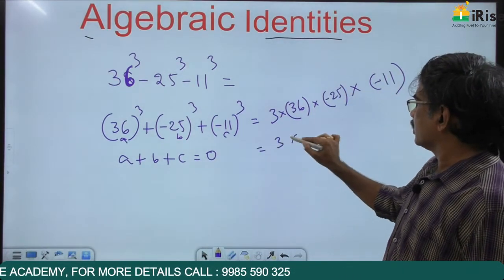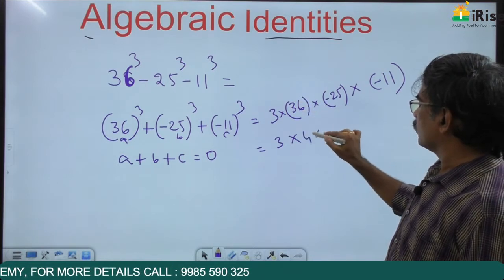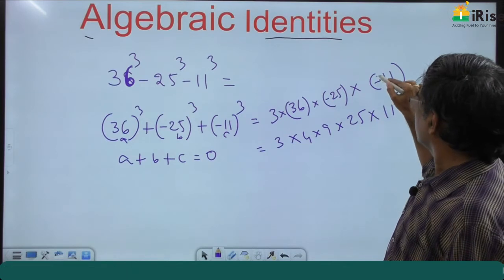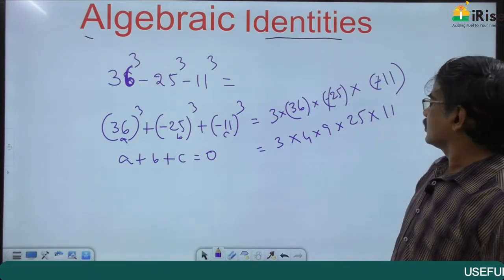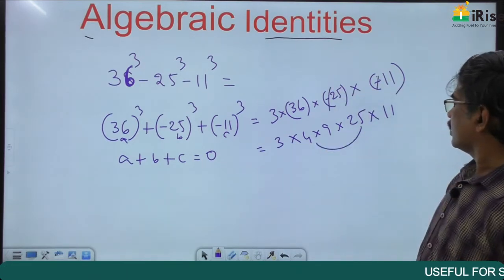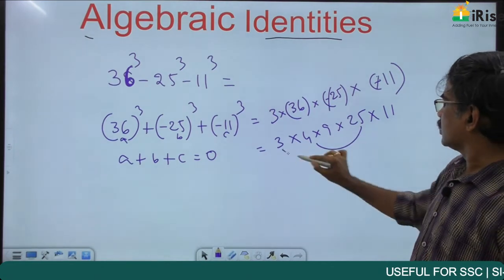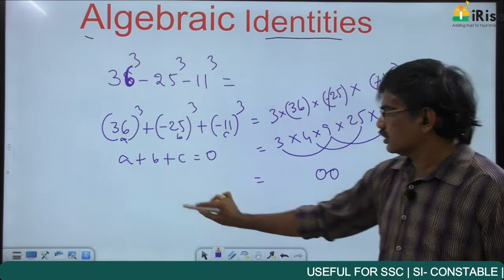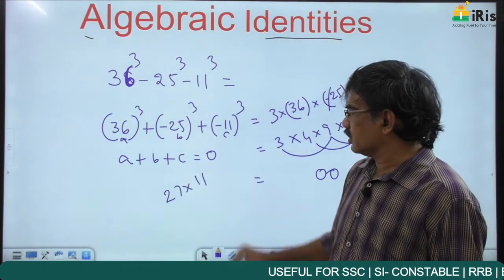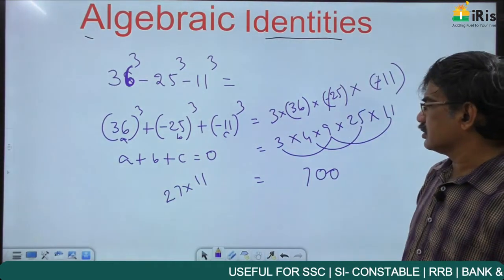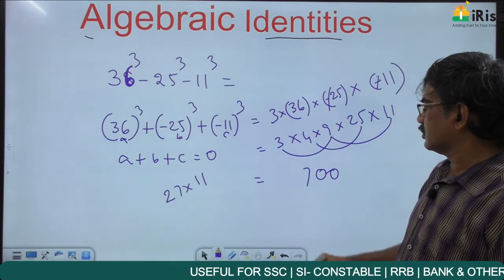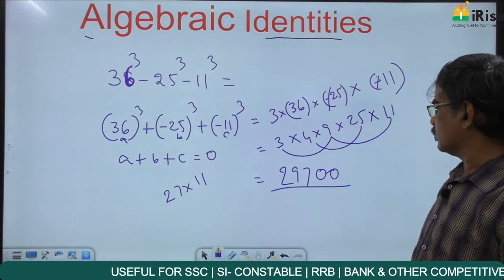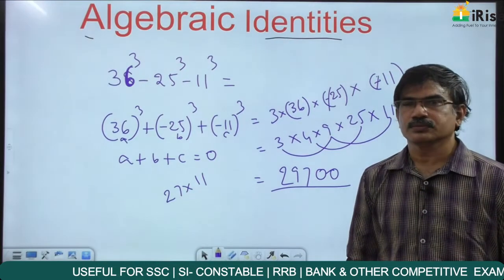This can be written as 3 into 38, this is 25 into 11, minus into minus is plus. 25 fours are 100, 2 zeros. 27 into 11. 11 sevens. 9 2. So the answer is 29700.